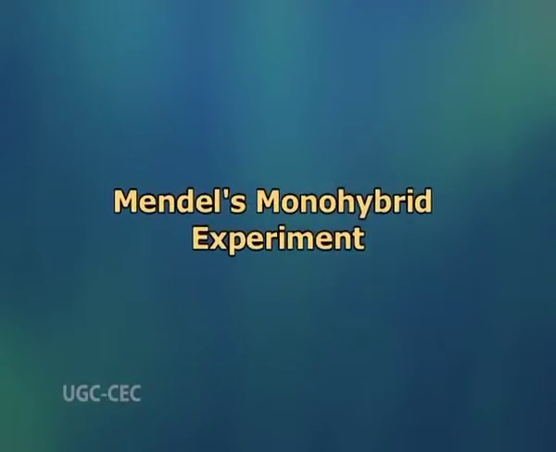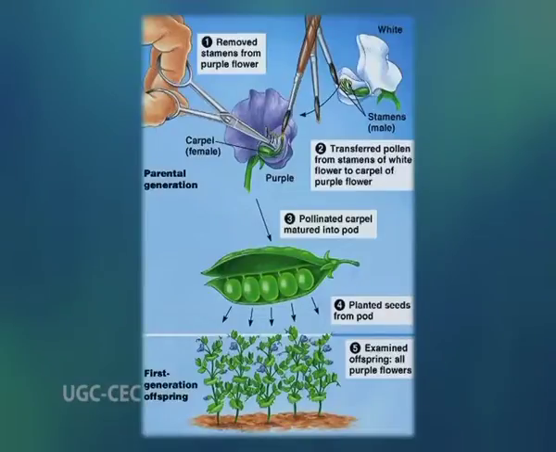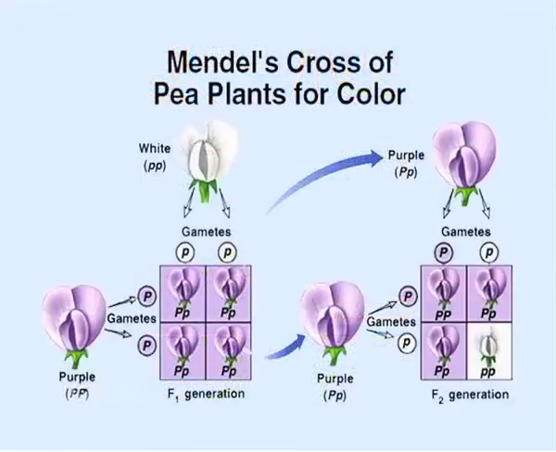Mendel's monohybrid experiment. For the monohybrid experiment, Mendel selected plants with one distinct character. He performed a cross between varieties exhibiting alternative forms of this trait. For example, he removed the male part of the flower of a plant that produced white flowers and fertilized it with the pollen from a plant having purple flowers.